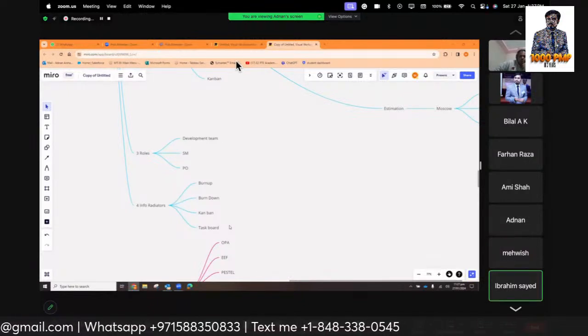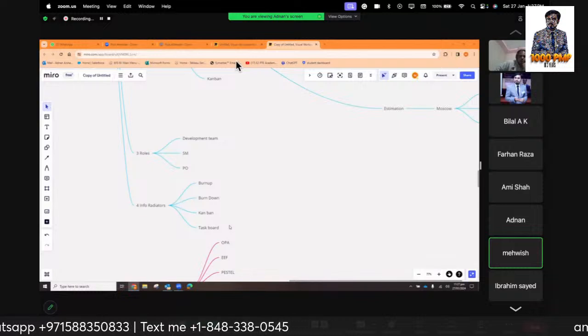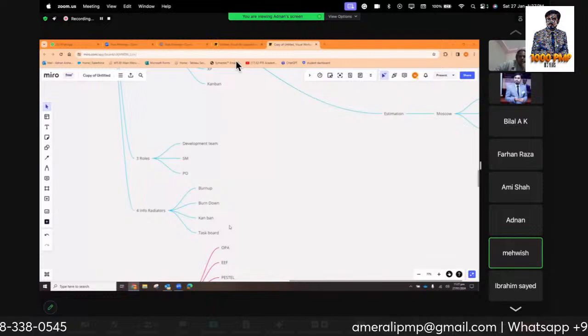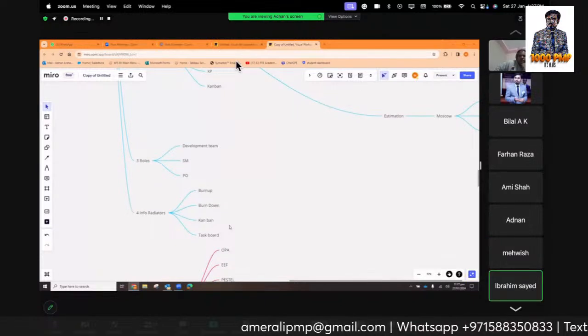And then we have a simple task board. We missed one thing, velocity, basically, which is the completed story points in the sprint. Yeah, that's it for myself.